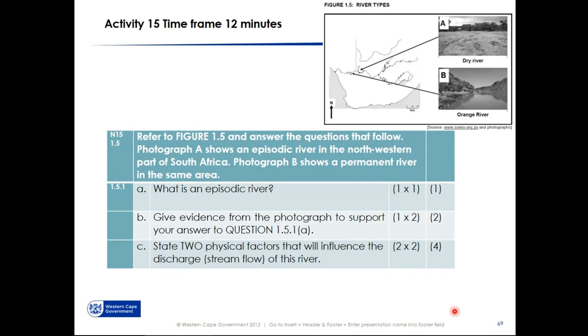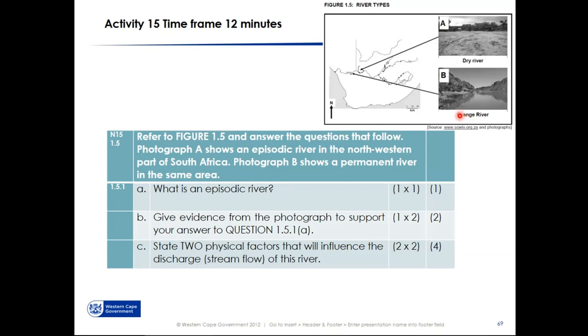So, a perennial river looks like this, right? A perennial river looks like this. A non-perennial looks like this at certain times of the year, right? Now, when we look at this map, you will see that this particular river that you see at B is the Orange River. Now, what do we know about the Orange River? Here in South Africa, we refer to the Orange River as a permanent river. So, when we look at a permanent river, it means the following. It has water throughout the year, right?